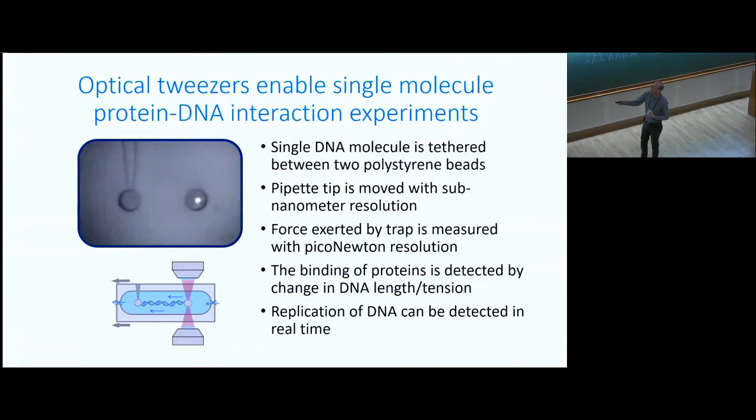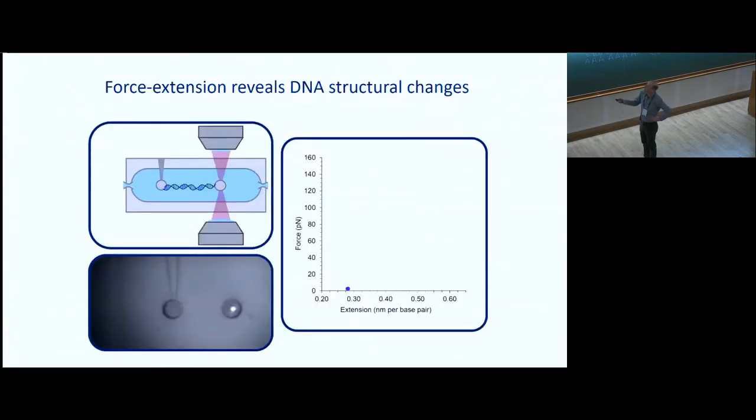As the DNA is stretched by moving this micropipette, this bead will move slightly relative to the position of the trap. And that distance that it moves is proportional to the force. So you can detect things like protein binding events or replication of DNA by detecting changes in length or forces on the DNA due to those interactions. This is a schematic diagram showing the DNA molecule, and here's what you see in your image when you look into one of these microscope objectives. Here I'm plotting the force in piconewtons versus the extension in nanometers per base pair.